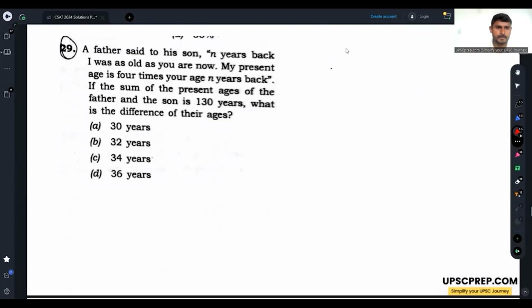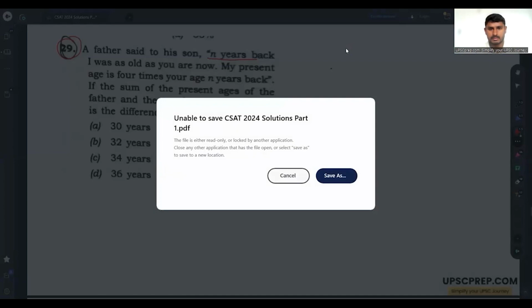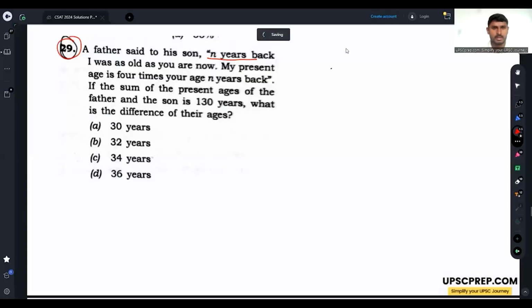Next question, guys. A father said to his son, N years back, I was as old as you are now. Okay. So what he's saying, let's say, for example, we have a father here and son here. And let's say the present age of father is F. So what father is saying, N years back. So N years back, what will be the age of father? It will be F minus N, right? It will be F minus N will be father's age, right?